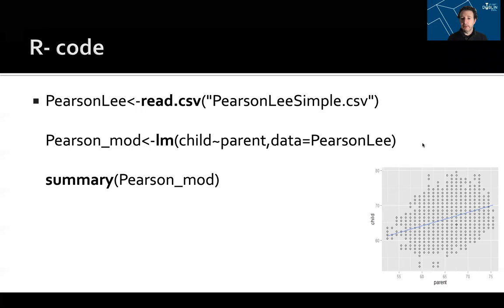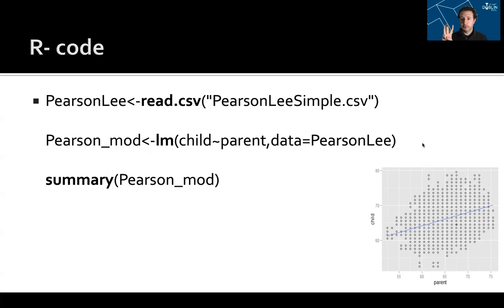So, how do I run a regression? Three lines. One, read in the data: read.csv Pearson Lee simple. Two, run the model: Pearson mod arrow lm, linear model, child tilde parent, predict the child type from the parent type, data equals Pearson Lee. And then summary of Pearson model, a summary of the model, telling me about the model.